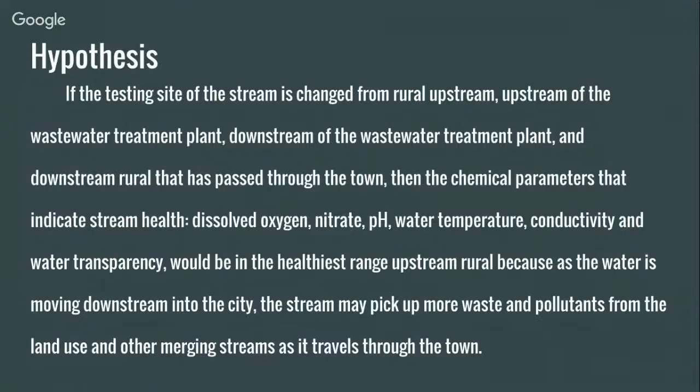If the testing site of the stream is changed from rural upstream of the wastewater treatment plant, downstream of the wastewater treatment plant, and downstream rural that has passed through the town, then the chemical parameters that indicate stream health would be in the healthiest range upstream rural, because as the water is moving downstream into the city, the stream may pick up more waste and pollutants from the land use and other merging streams as it travels through the town.